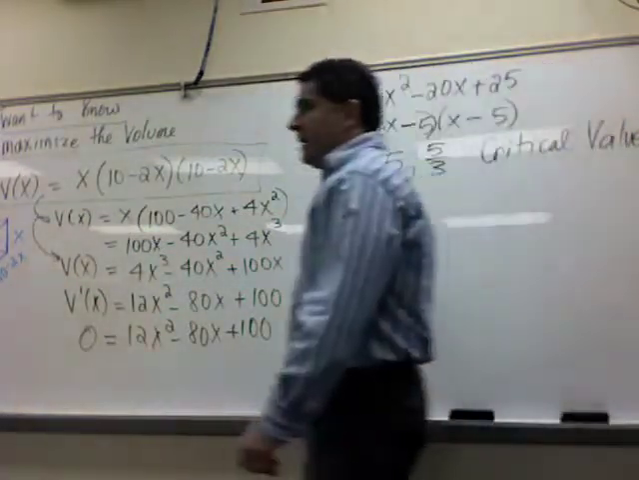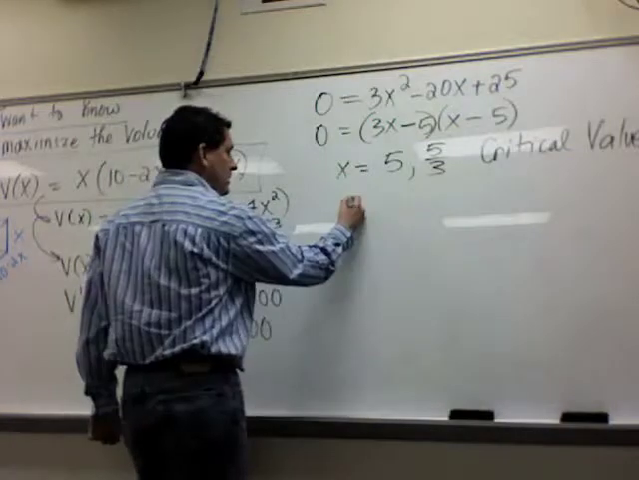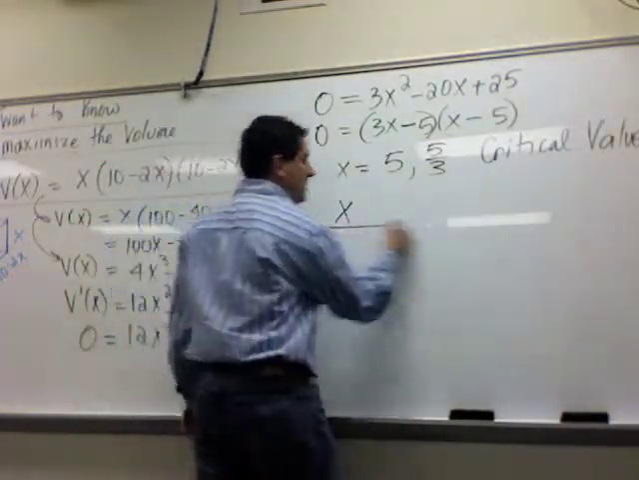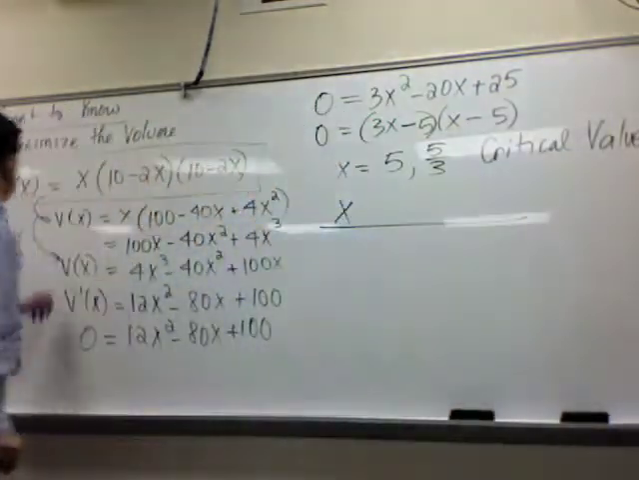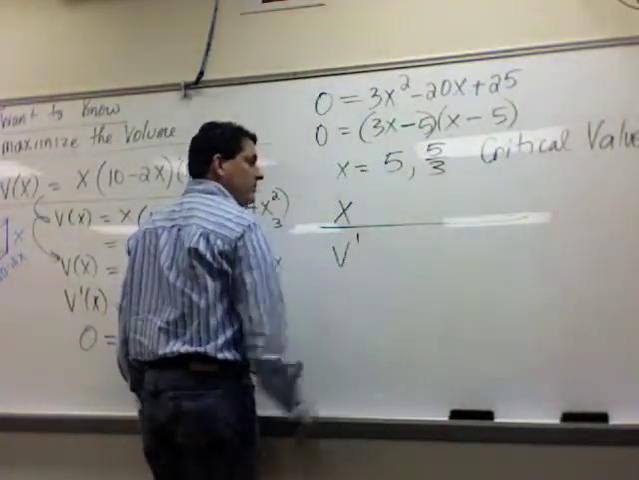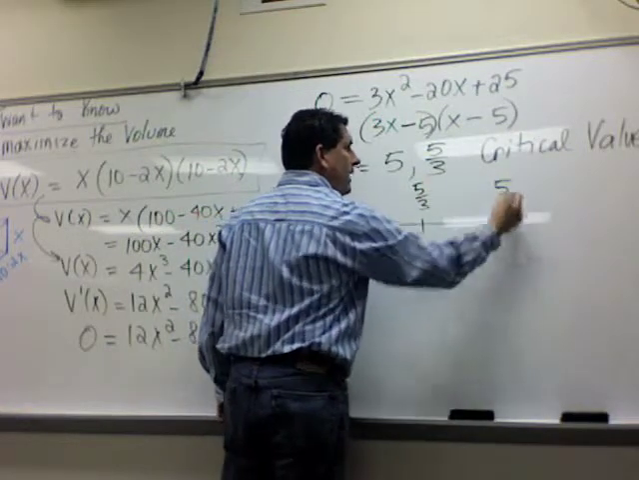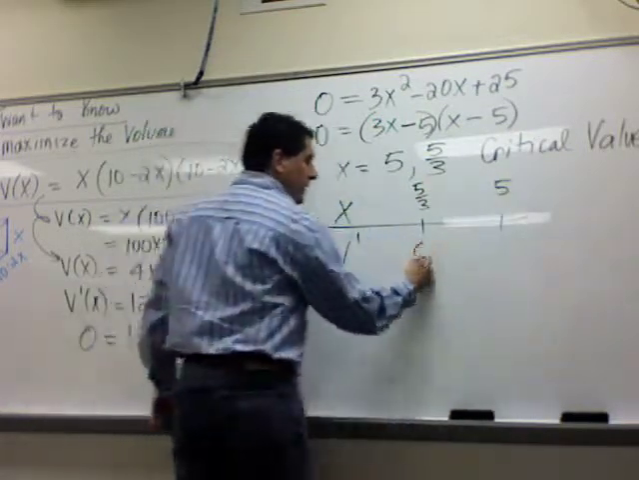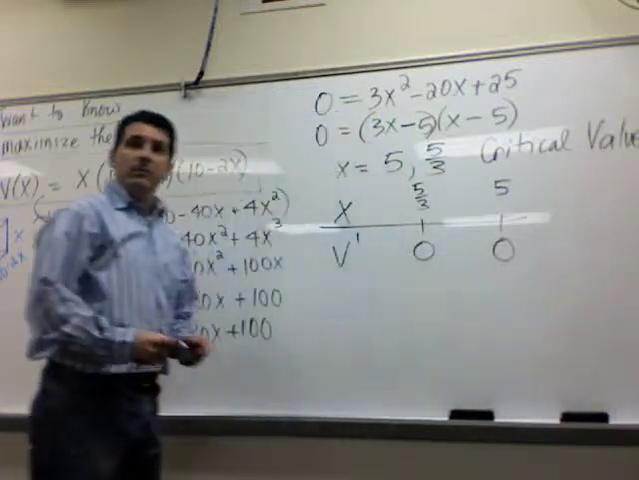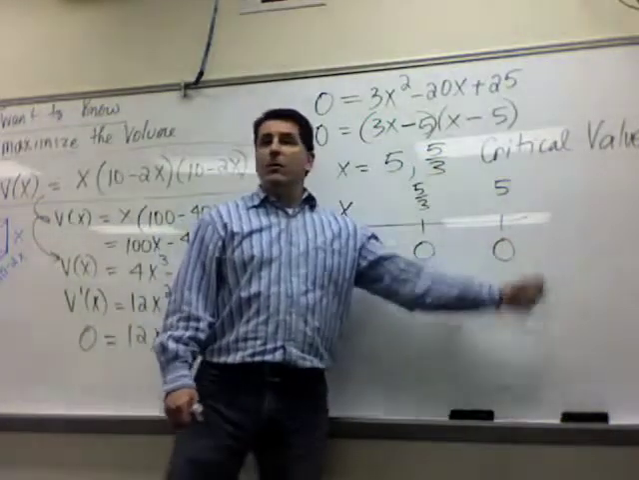Okay, what do I do next? Chart x and V prime. V prime represents the volume. We have got 5/3 and 5. Both of these give you 0. So if something special is going to happen in this problem, it's going to happen at 5/3 or 5.